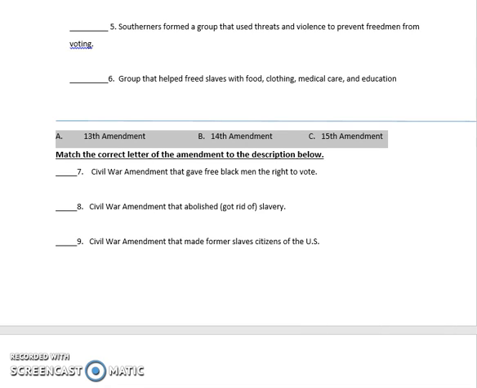Number 8. Civil War amendment that abolished or got rid of slavery. Number 9. Civil War amendment that made former slaves citizens of the U.S.